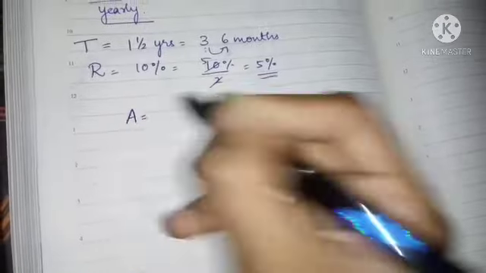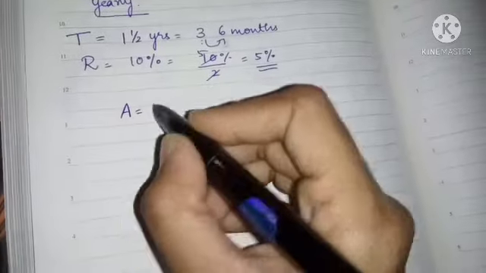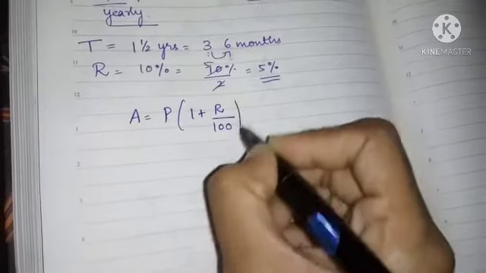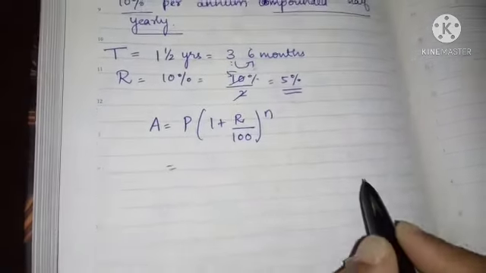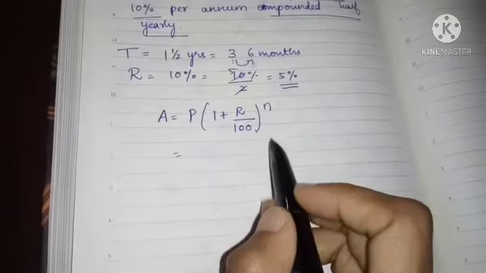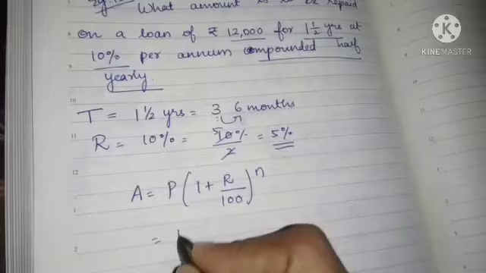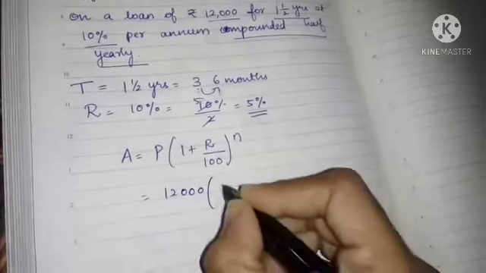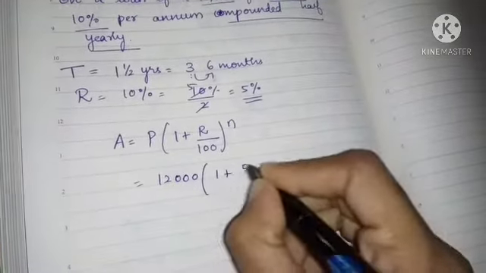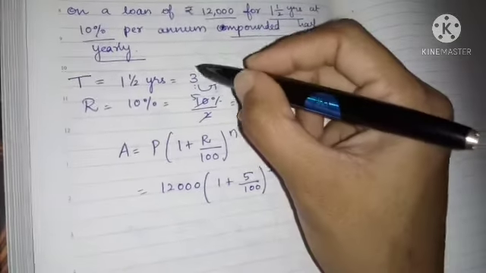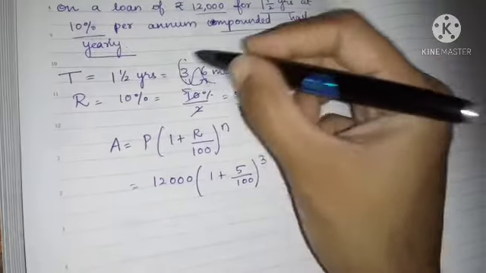How will we calculate this compound interest formula? Amount is equal to P into 1 plus R by 100, the whole power n. Do you remember this formula? P into 1 plus R by 100, the whole power n. What is the principal you got from the bank? 12,000 rupees. 1 plus rate is 5 by 100, the whole power 3, because it has become 3 6 months, power 3.